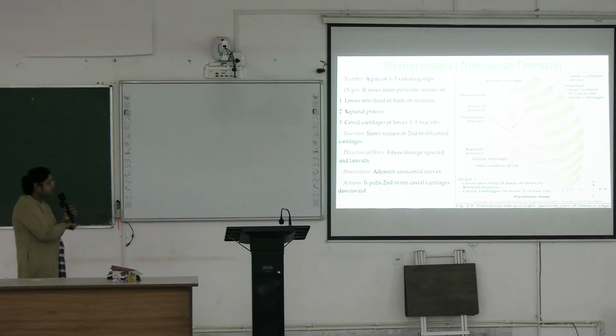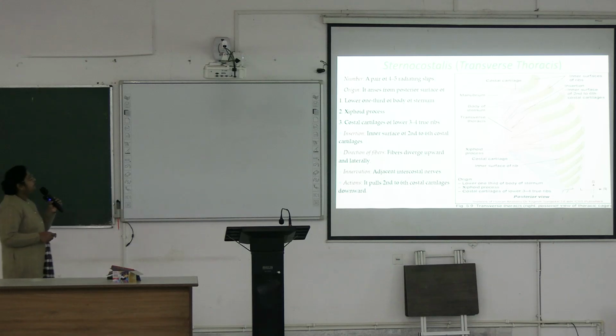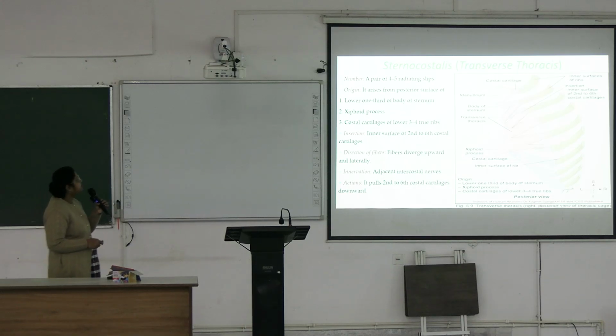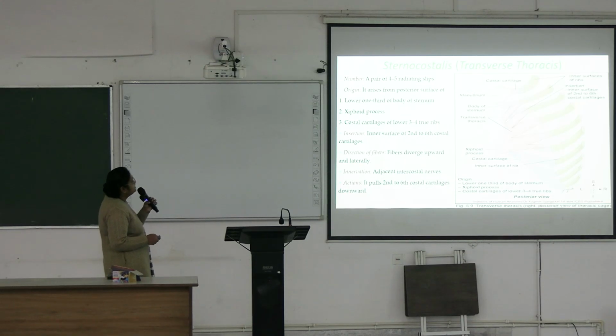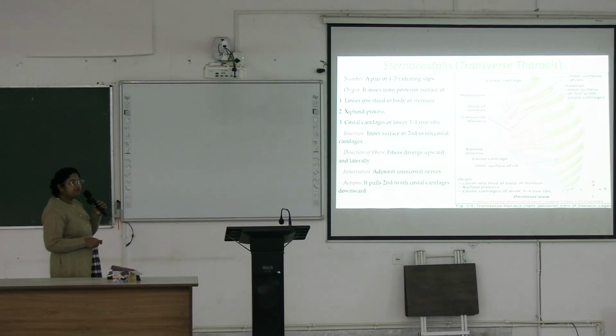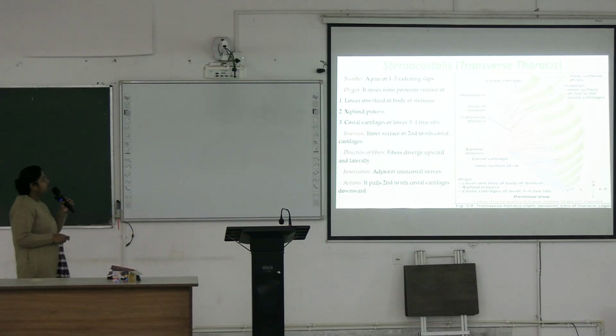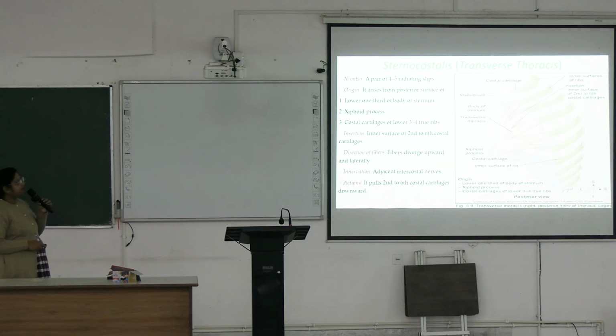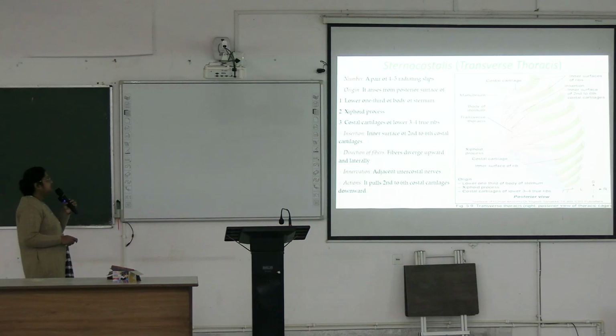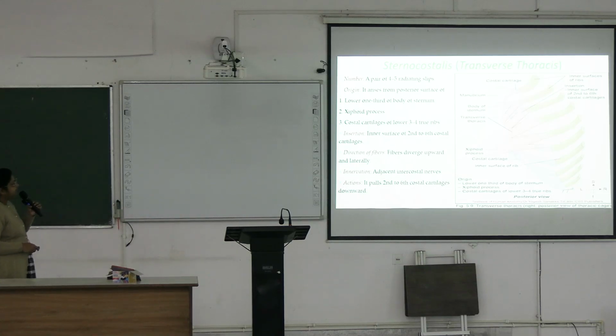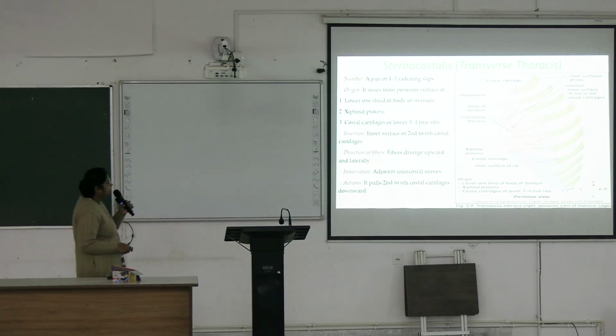Sternocostalis or transversus thoracis: a pair of 4 to 5 radiating slips are there. Origin arises from the posterior surface of the lower 1/3 of the body of the sternum, xiphoid process, costal cartilages of the lower 3 to 4 true ribs. Insertion is into the inner surface of the 2nd to 6th costal cartilages. Direction of fibers: fibers diverge upward and laterally. Innervation is by adjacent intercostal nerves. Action: it pulls the 2nd to 6th costal cartilages downward. This is the function.